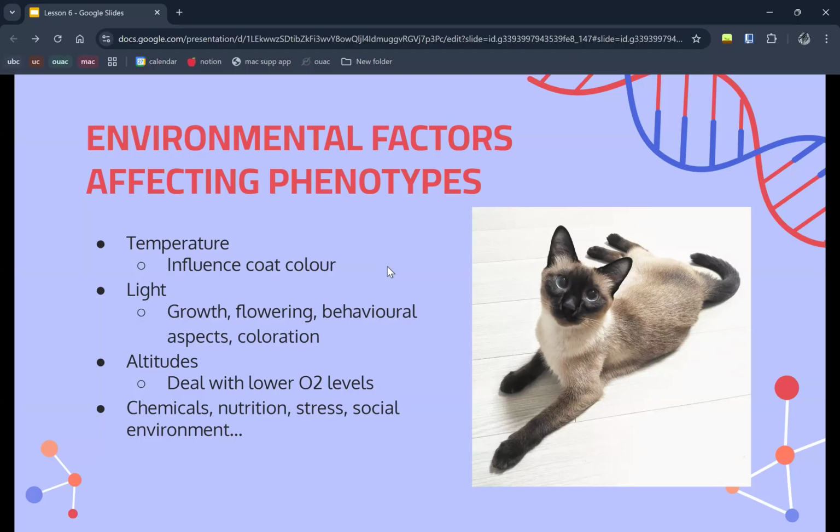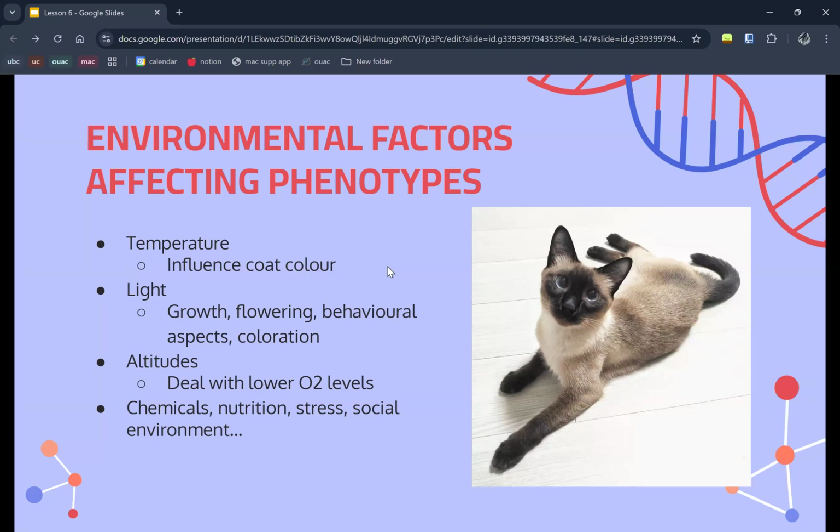So some things that can affect phenotypes are temperature. So certain traits like coat color in animals can be influenced by temperature. Looking at this picture here, we have a Siamese cat. The color of the fur in Siamese cats is darker in cooler areas of the body due to them having these temperature-sensitive proteins that affect the production of pigment.